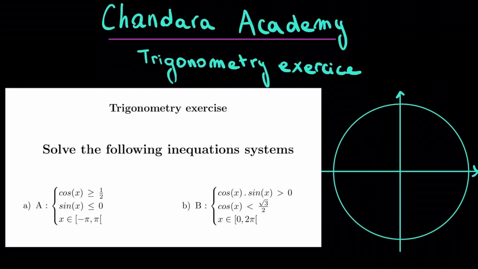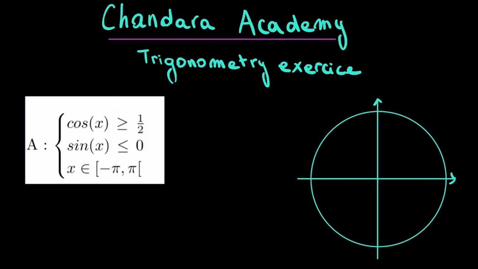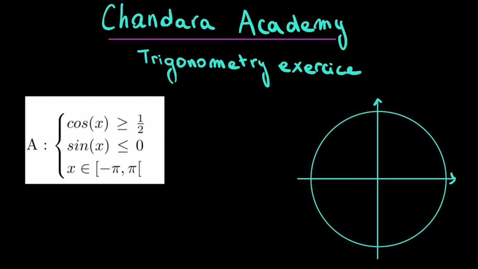Today we're going to do a little trigonometry exercise. So we have to solve the following inequation system. Let's focus on the first one, the A. We have two inequations: cosinus x has to be greater or equal to 1 over 2, sinus x has to be less or equal to 0, and x has to be in the interval minus pi, pi.